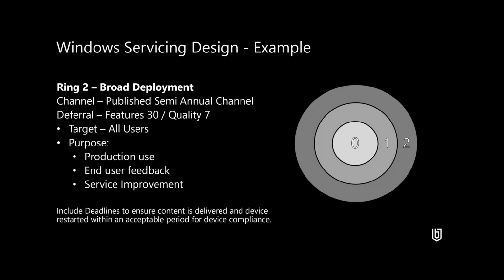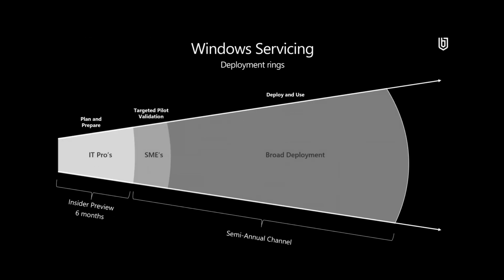So once again, using semi-annual channel, but this time you can see that you actually have a deferral in. So here you're looking at a 30-day deferral. So it gives you a month to look at the new features before it starts to move out in your organization, and maybe a seven-day deferral on your cumulative updates. Target audience, purpose, this is really your full production at this point. Obviously, you still take that end user feedback because that drives into your service improvement, so you know what to do and what not to do essentially in the next phase.